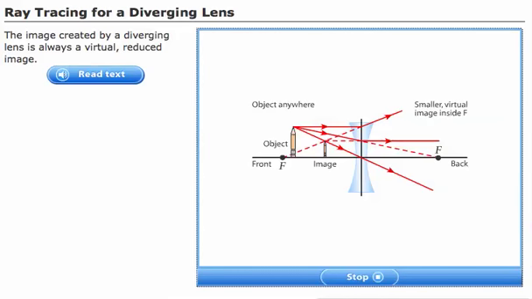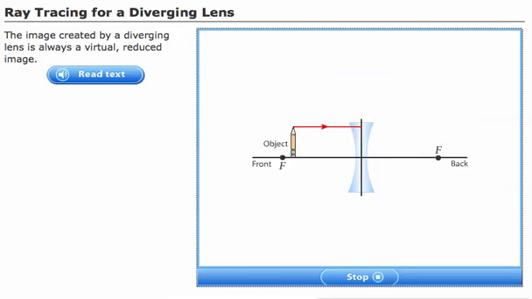A diverging lens can produce only one kind of image, a virtual image. To locate the image, start with a ray parallel to the principal axis. Since we know this is a diverging lens, it is easy to remember that this ray is bent outwards as though it originated at the focal point on the left. Draw a second ray that passes straight through the center of the lens. The image appears where the 2 rays appear to have originated.